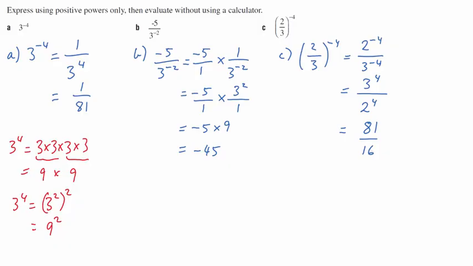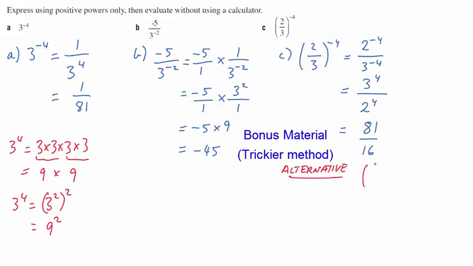I did mention that there was a trick, so I feel as though I should show you the trick. This is an alternative method. We could write 2/3 to the power of negative 4 as 2/3 to the negative 1 all to the power of 4. And taking a fraction to the power of negative 1 is the same as taking the reciprocal of the fraction. So we have 3 on 2 to the power of 4. And so that's how we would know we get 3 to the power of 4 divided by 2 to the power of 4, which is 81 on 16.